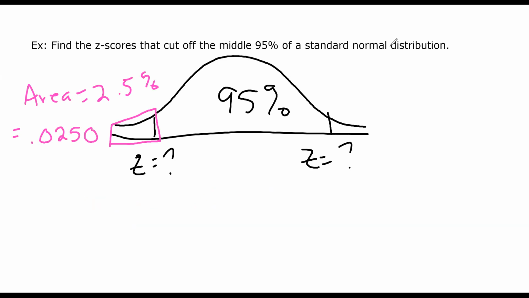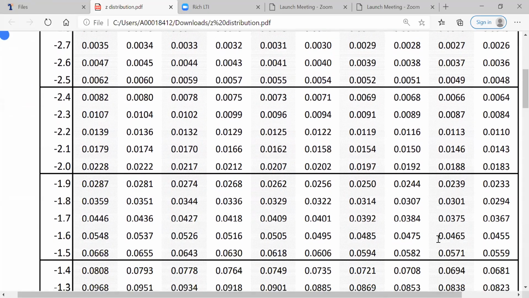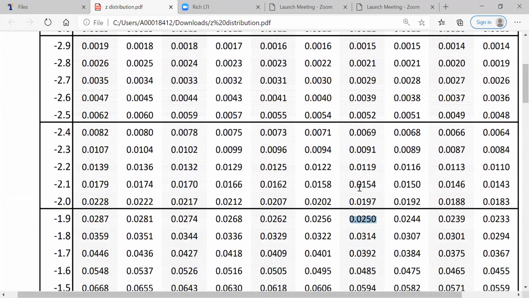Let's find this one, and then we'll worry about the other z. All right, we know the left area is 0.0250. Let's go to the z-chart and find it, and hope that it's in here. Looking in the left, 0.025 seems to be between these two rows. Let's see if we can find, whoa, here it is right here. It's in there exactly. Hooray, don't have to pick one. Negative 1.96. All right, so we know the left z is negative 1.96.